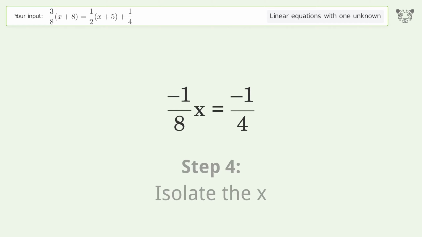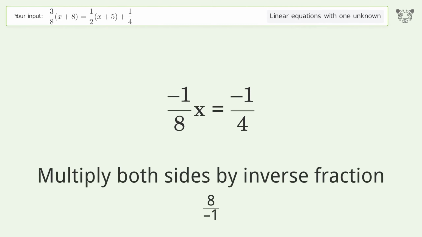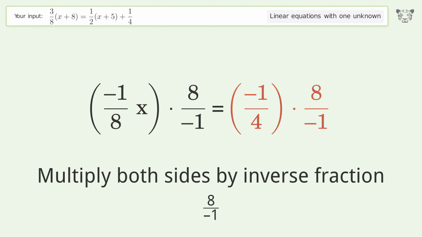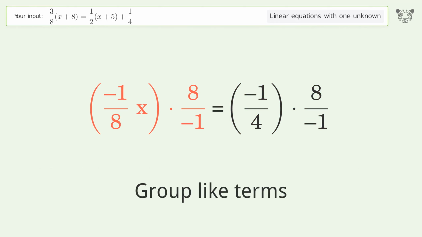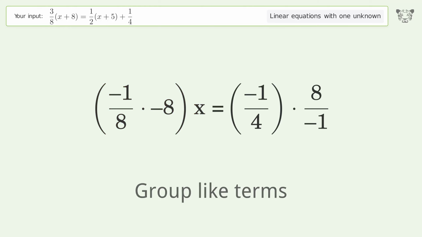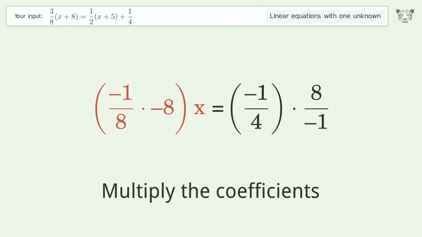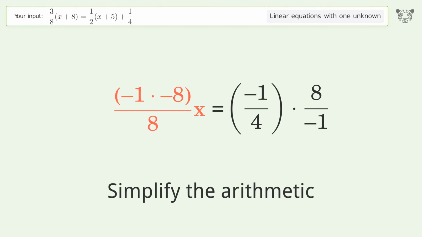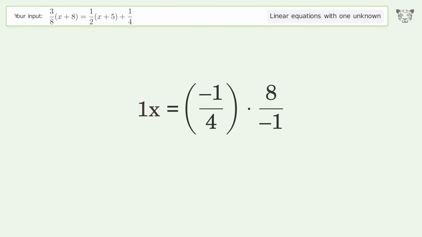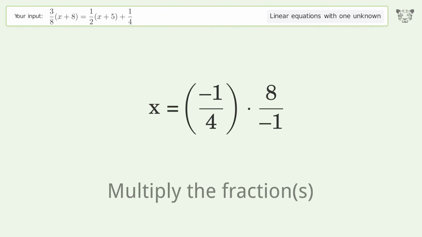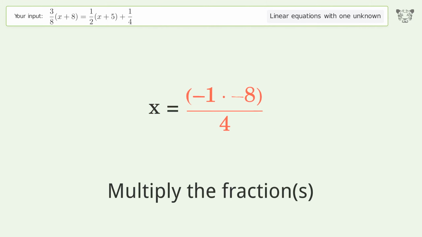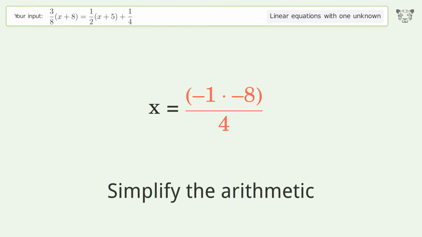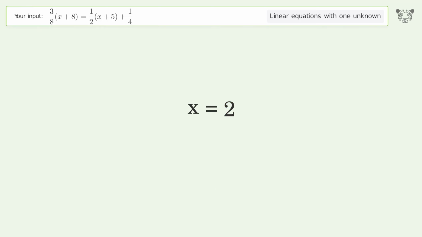Isolate the x. Multiply both sides by inverse fraction 8 over -1. Group like terms. Multiply the coefficients. Simplify the arithmetic. Multiply the fractions. Simplify the arithmetic. And so the final result is x equals 2.